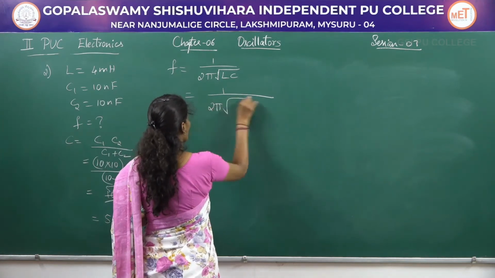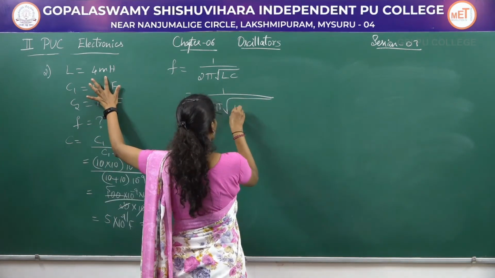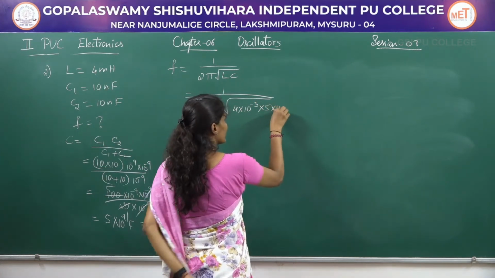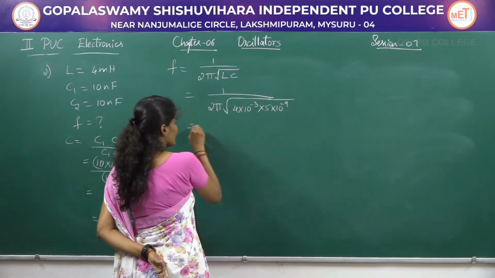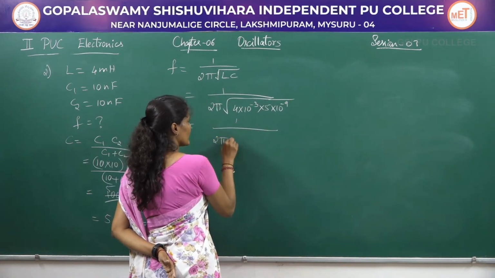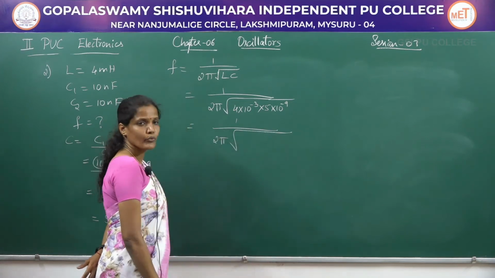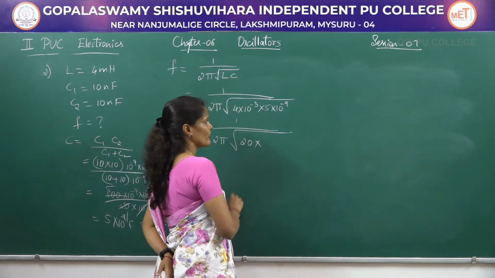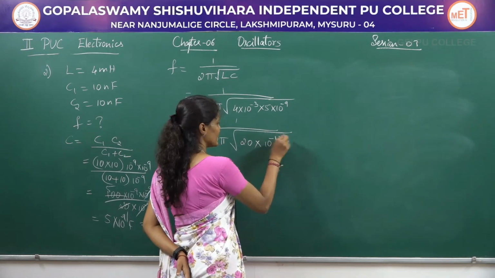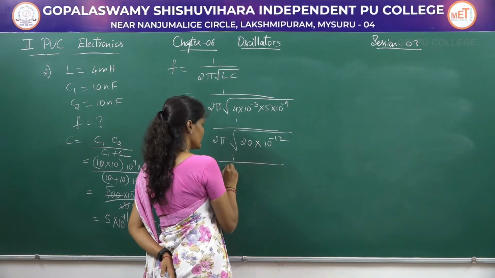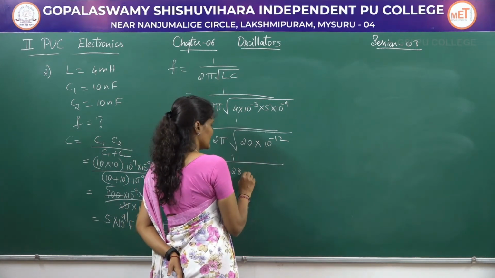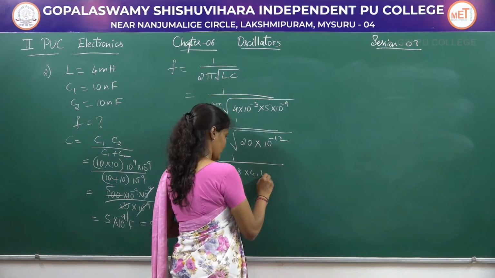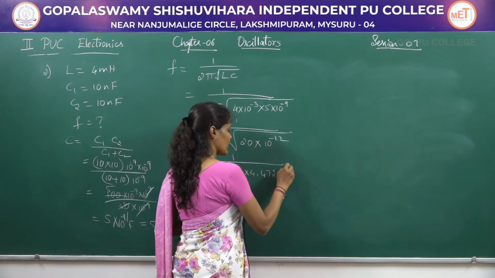So 1 divided by 2 pi root of L value, which is 4 milli, that is 4 into 10 to the power of minus 3. C value is 5 nano, that is 5 into 10 to the power of minus 9. So I will be getting 1 divided by 2 pi into root of 4 fives are 20 into 10 to the power of minus 3 into 10 to the power of minus 9 gives us 10 to the power of minus 12. So 1 divided by 2 into 3.14 is 6.28 into root of 20 gives us 4.472 into 10 to the power of minus 6.